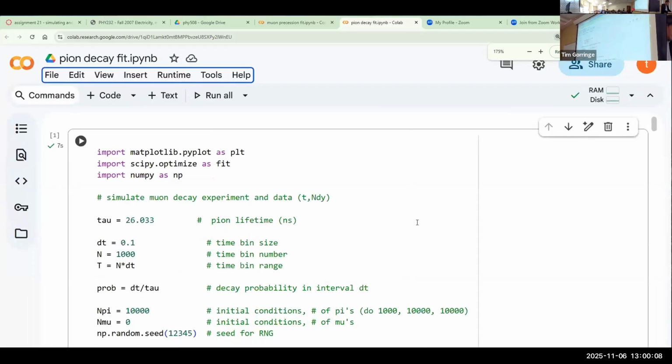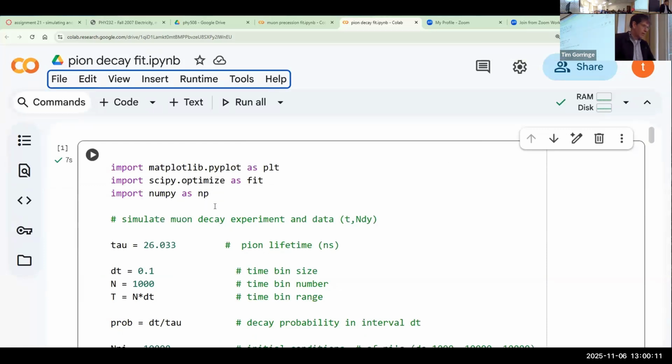Okay, so I think I'm going to show you three cells here. The first cell I'm going to go through quickly because it's really just cut and paste from when we simulated Monte Carlo methods, random numbers, pion decays, some classes ago. So I'm just going to simulate some pion decays. I'm going to create some data on pion decays rather than try and read in experimental data on pion decay. So that's going to be the first cell.